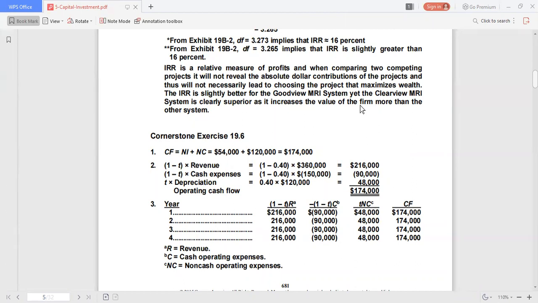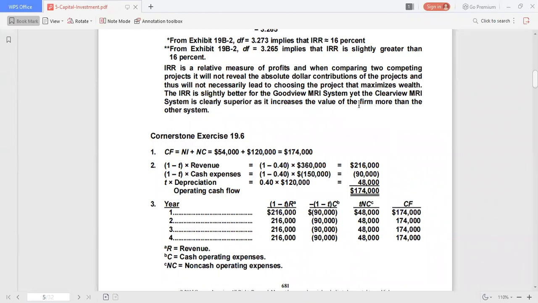What if it is desirable to express the decomposition approach in a spreadsheet format for the 4 years? Here in number 3, we have years 1 to 4. So 1 minus the tax rate times the revenue. You have 360,000 revenue, and then we deduct the tax corresponding to the revenue, which is 40%. So you get 144,000 to deduct from 360,000.